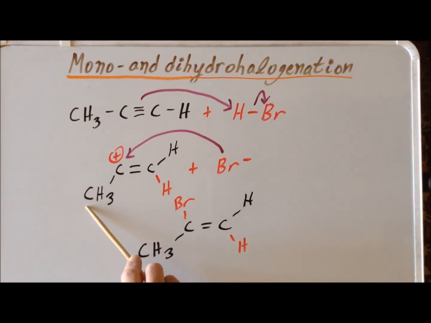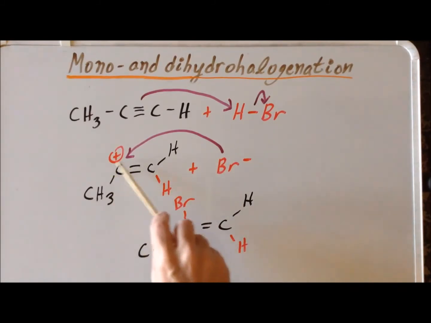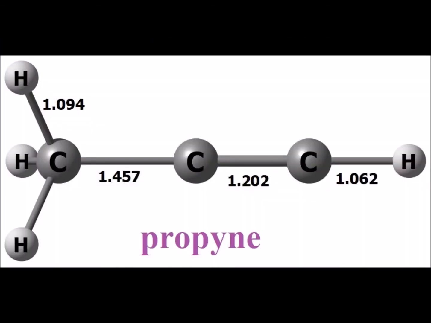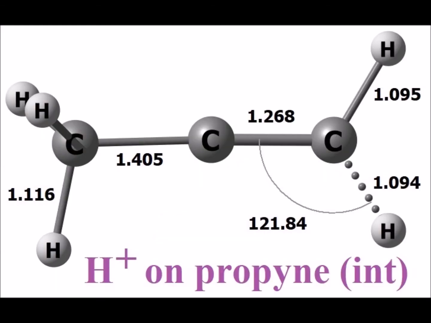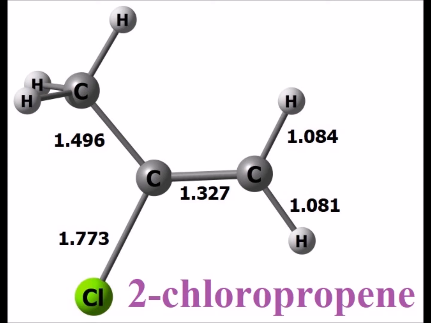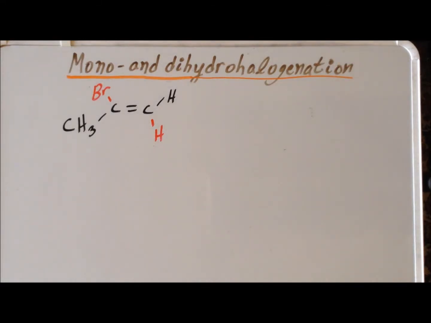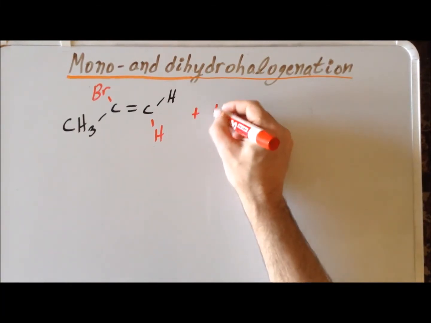It is bound to a carbon here, whereas this carbon is not attached to any other carbon. So this carbon of the two, of the resulting alkene, is more under the influence of other carbons. So as a result, we get this particular product. So now let's continue reaction of our product with another mole of HBr.